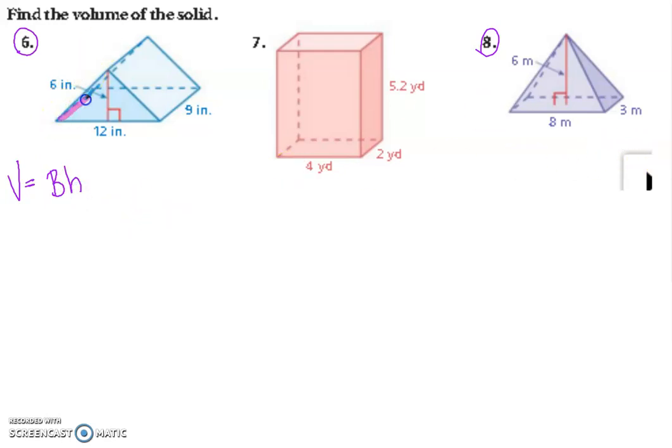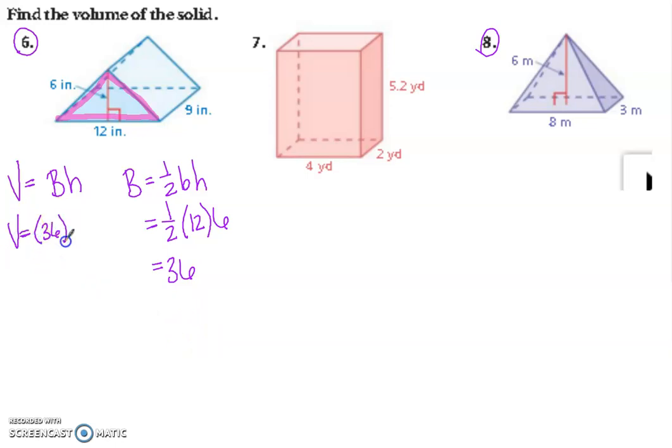Like I was saying, the shape of this base is a triangle. So when I find the area of the base, I need to use the triangle formula. The base is 12 and the height is 6. Half of 12 is 6, and 6 times 6 is 36. Now I'm going to substitute the area of the base and the height of the prism. And when I do that, I'll get 36 times 9 is 324 cubic inches.